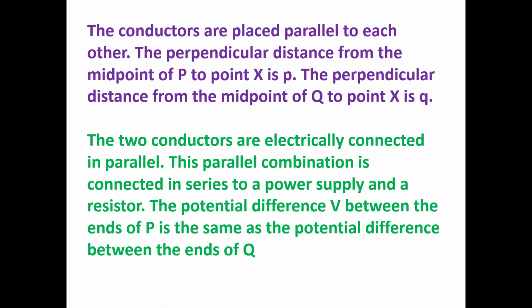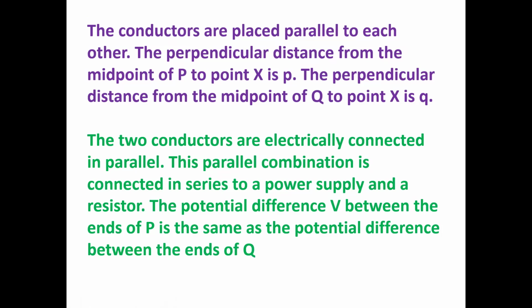The two conductors are electrically connected in parallel. This parallel combination is connected in series to a power supply and a resistor. The potential difference V between the ends of P is the same as the potential difference between the ends of Q. Now, the conductors are placed parallel to each other. The perpendicular distance from the midpoint of P to point X is p. The perpendicular distance from the midpoint of Q to point X is q.